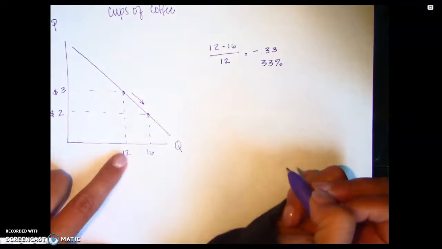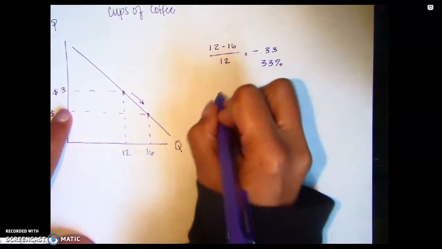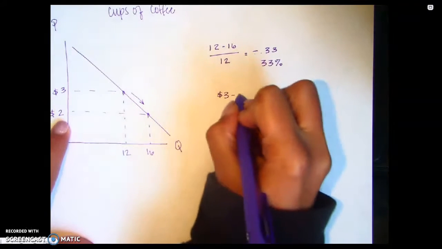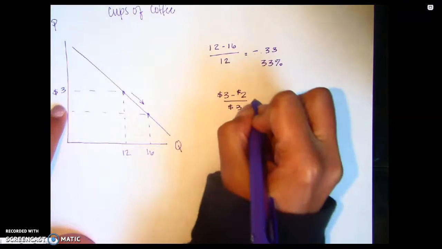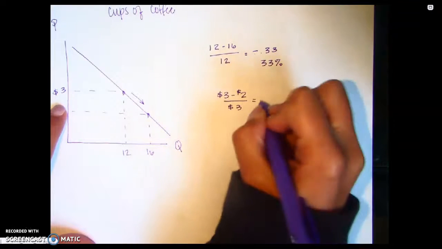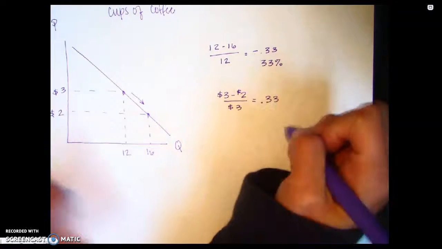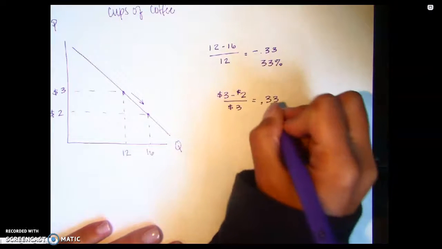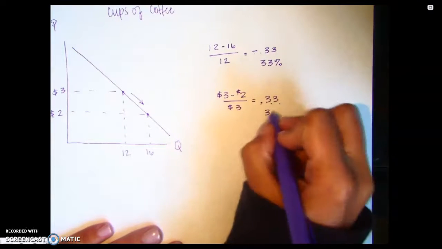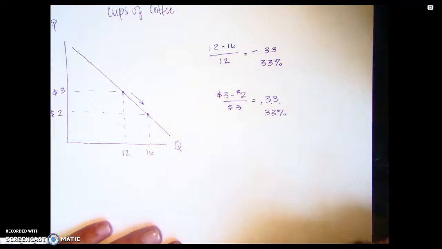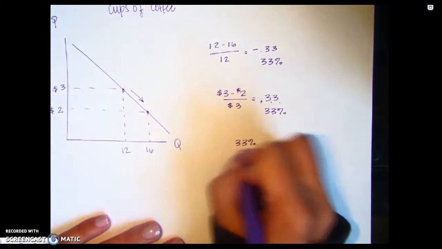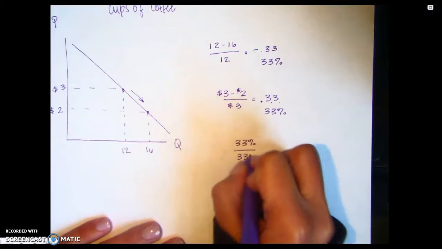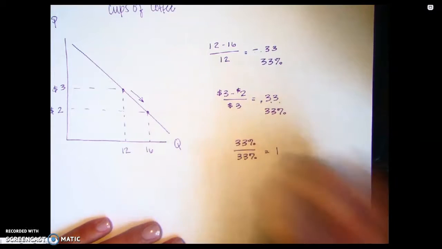Same thing for price. My original price was $3. My new price is $2 over $3, which was my original price. And now I get 0.33. Move your decimal to the right, put a percentage sign, and now you have 33%. 33% over 33% equals 1.